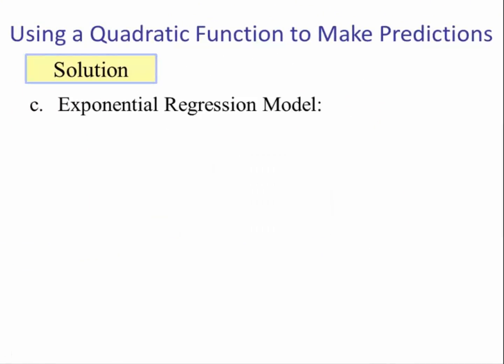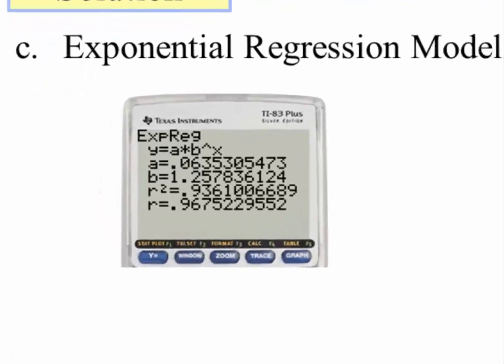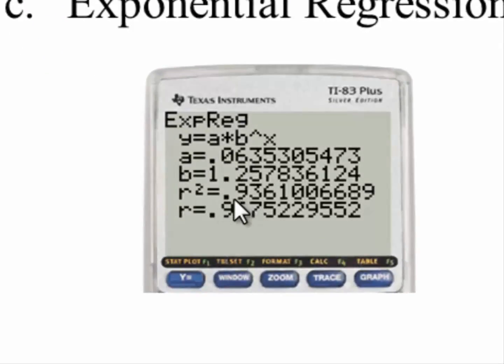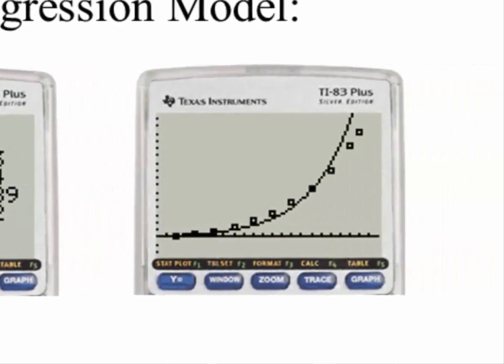For the exponential, r squared is 0.936, so this is not as good as the quadratic, and we can see that the exponential model is growing faster than the data pattern.